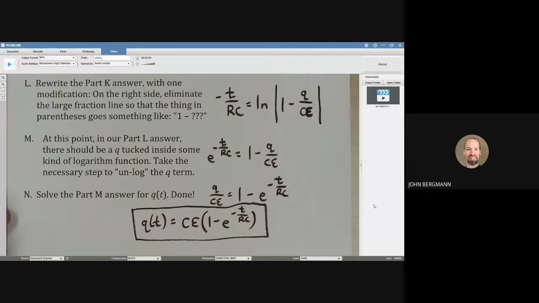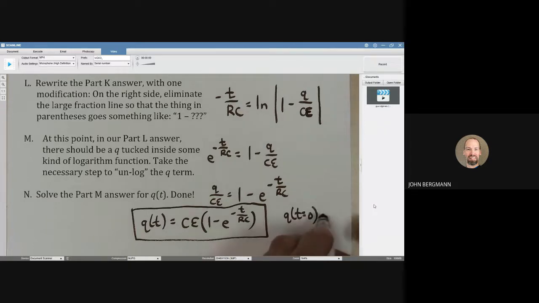What does this tell us? Initially, how much charge should there be on a capacitor? Initially, there should be no charge on a capacitor. So if I put a 0 in there for t, e to the 0 is 1. 1 minus 1 is 0. Sure enough, this equation tells us that initially there will be no charge on the capacitor, and at time equal to infinity, e to the minus infinity is 0. So the amount of charge on the capacitor at time 0 is 0.